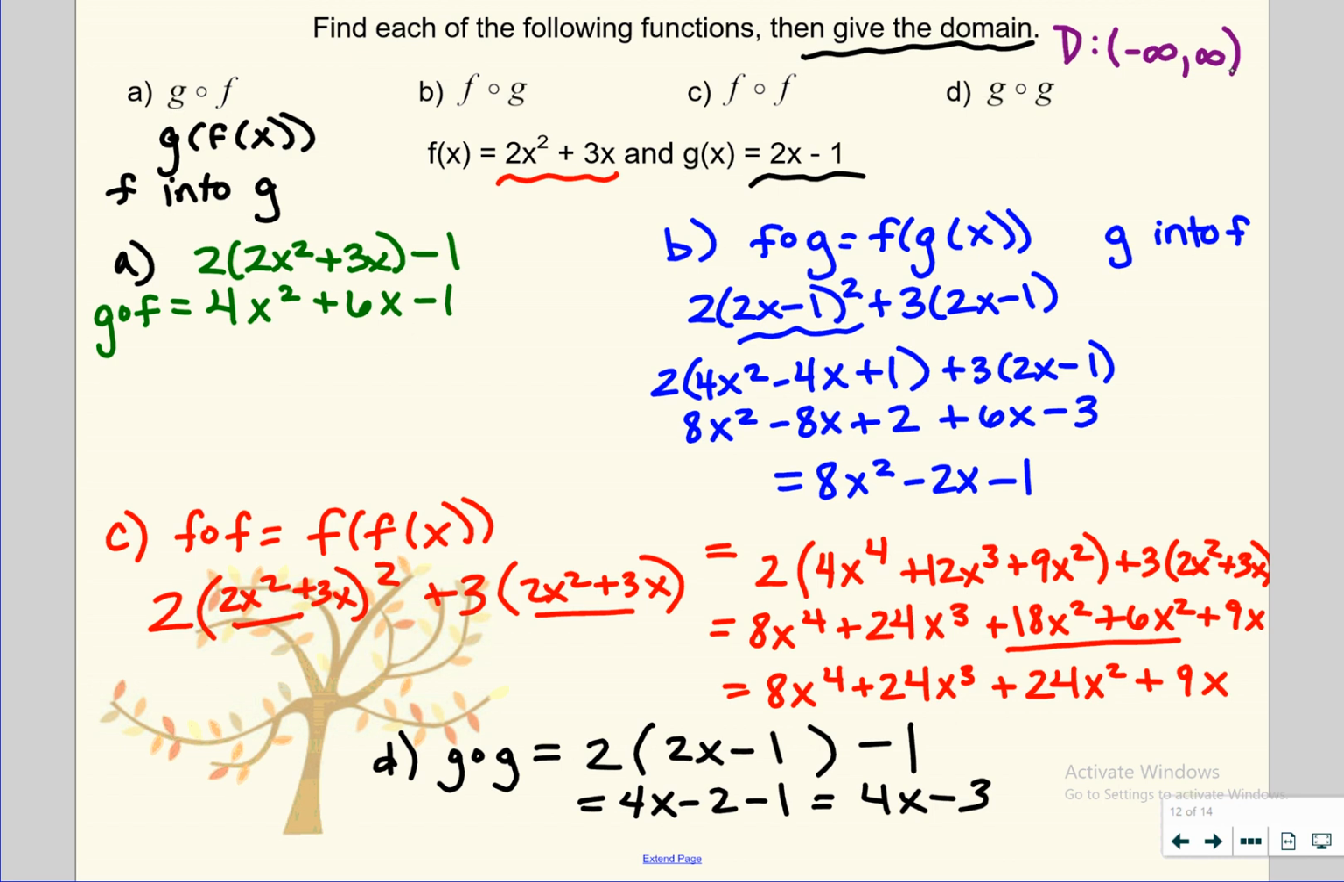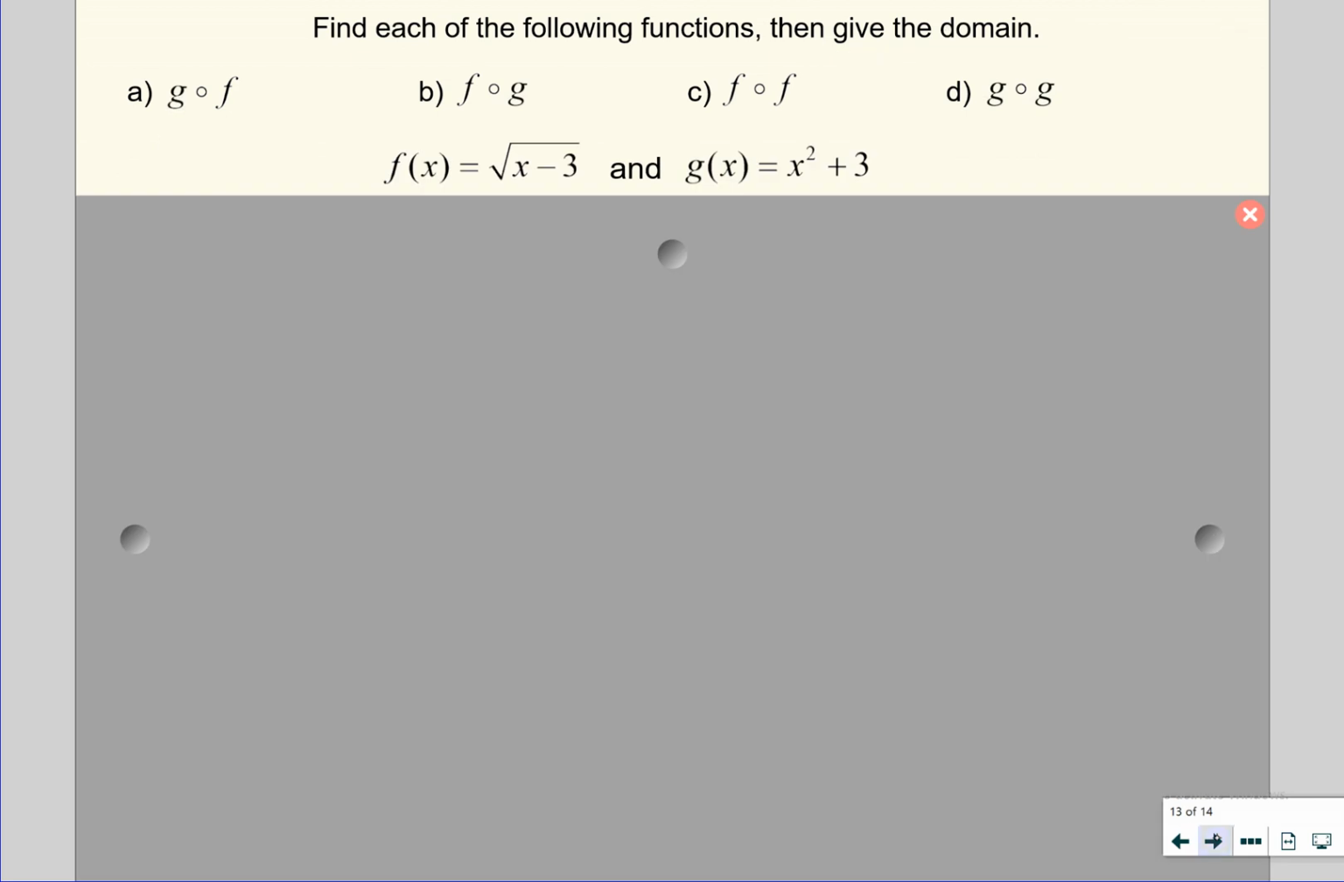Okay, so what I want you guys to do is I want you to find a friend or a group, and I want you to do these 4 compositions. Don't give the domain yet. We're going to talk about that together because there's going to be some restrictions on these ones, okay? But see if you can do the 4 compositions, okay? And if you're not sure how to simplify, just leave it, okay? And we'll simplify it together.